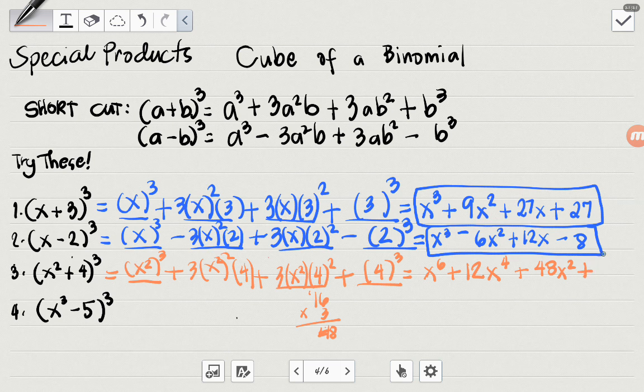Plus, this is 4 times 4 times 4. 4 times 4 is 16, times 4. That's 16 times 4, 64.